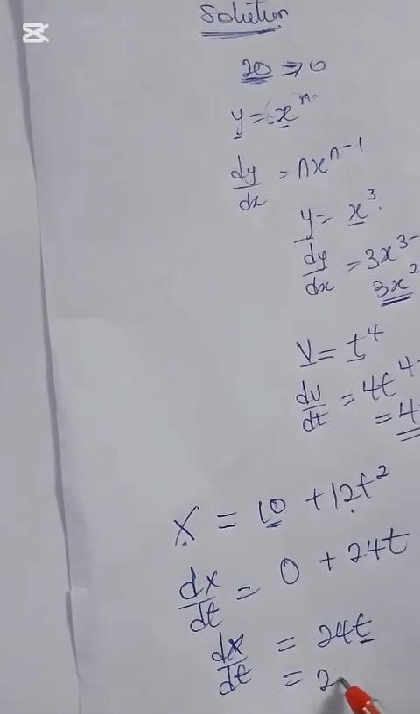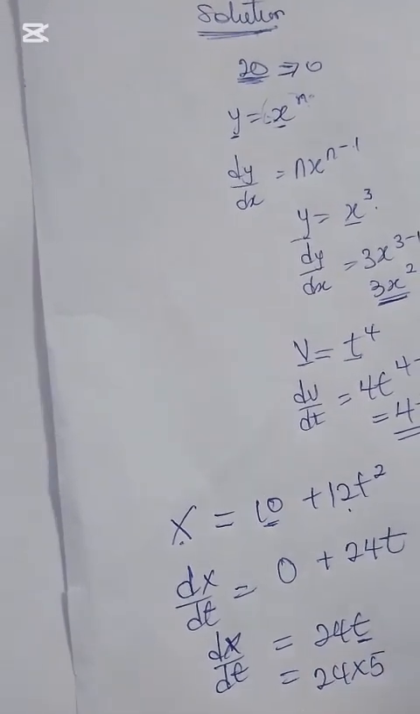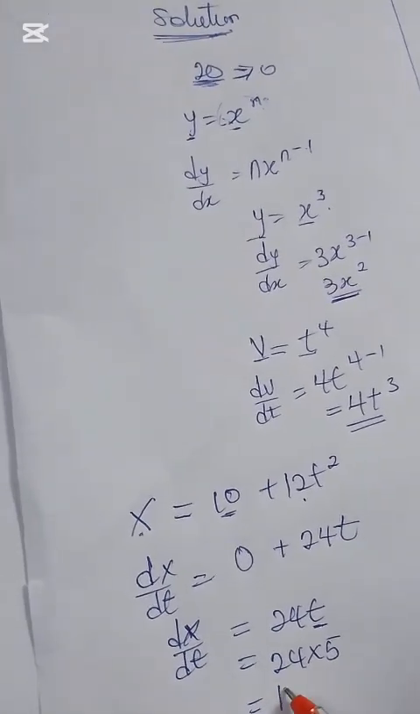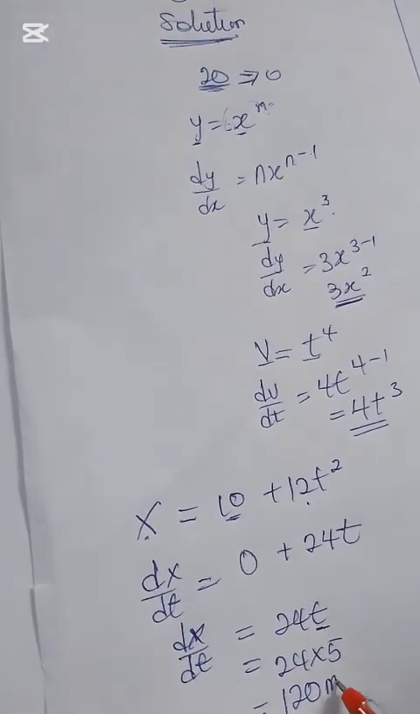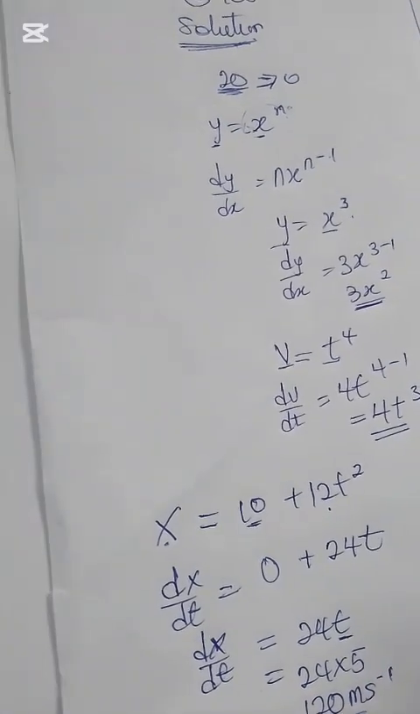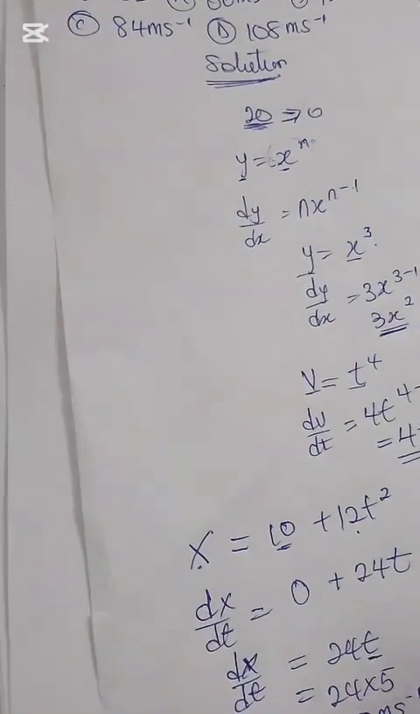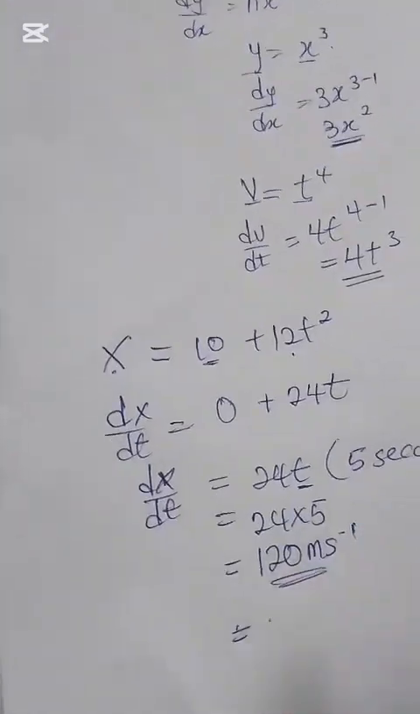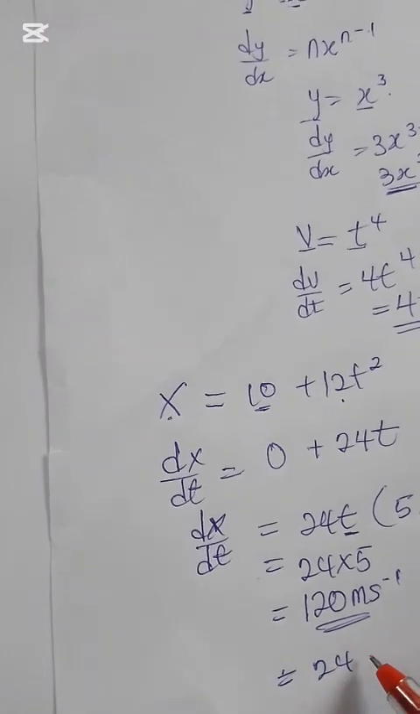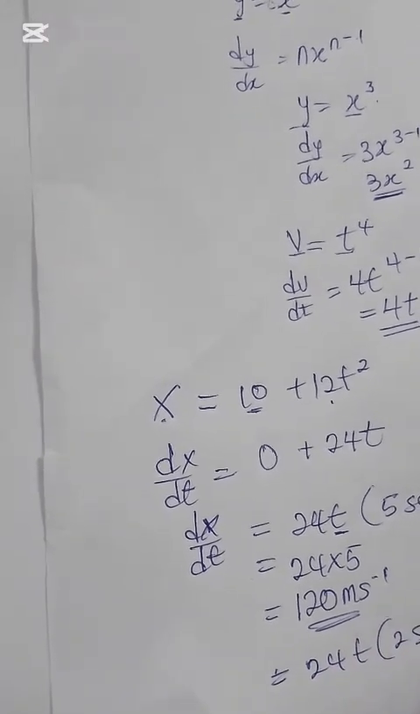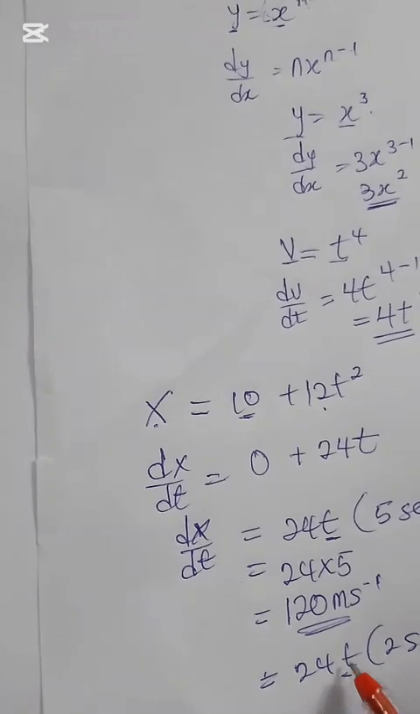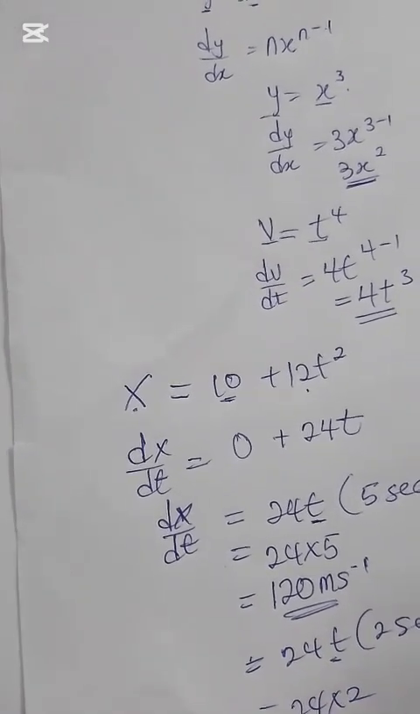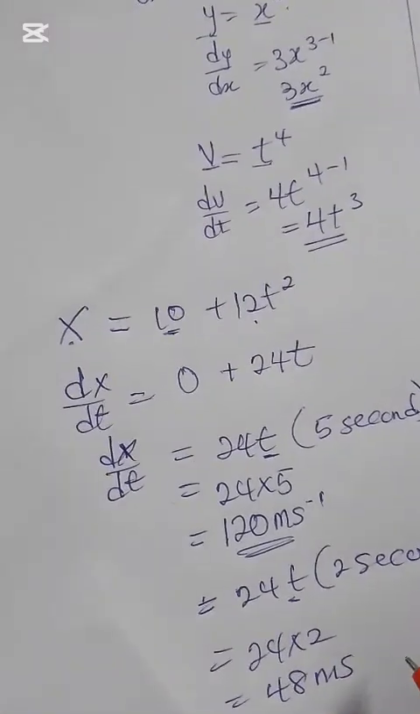So this will give us 24 times 5. If you multiply 24 by 5, we are going to have 120 meter per second. Then this is for the 5 second time interval. Then for 2 seconds, we are going to substitute our t with 2, which will be 24 times 2. If you multiply 24 by 2, you are having 48 meter per second.